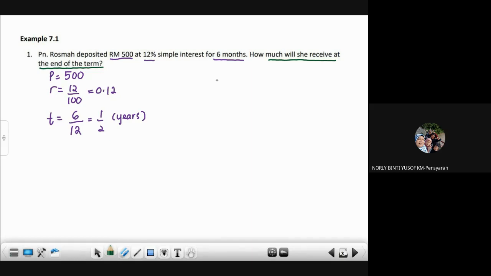If you want to do timeline also can. That means kalau you nak buat secara timeline lah, you ada kosong, lepas tu 6 bulan. So you deposit P is 500. So your sum berapa? That is you draw timeline. Okay. So kita tak cari P lah sebab P is given to you. So you need to find the S. This is S lah. How much will she receive at the end of the term.